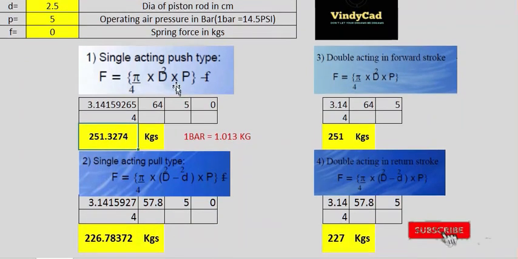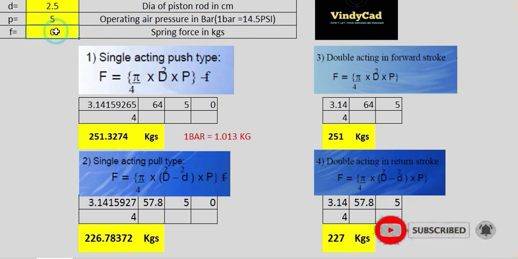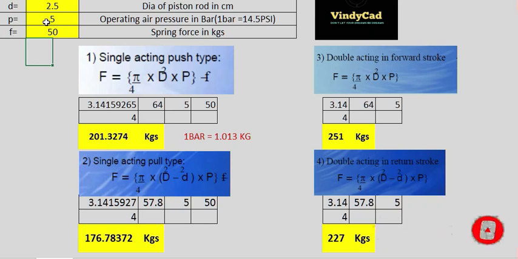Now single acting push type and single acting pull type. For pull type you have to enter F. F means, as I said, in a single acting cylinder there will be a spring, so we have to minus the spring force in kgs. If my spring force is 50 kgs that is going to retract, then you have to minus it. Here it is minus P.